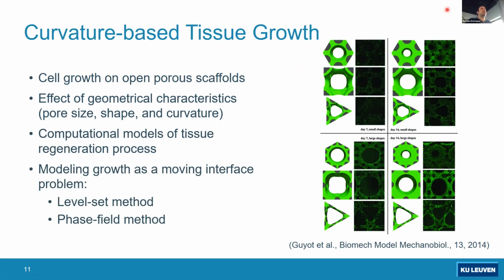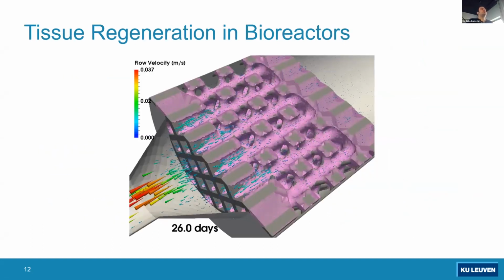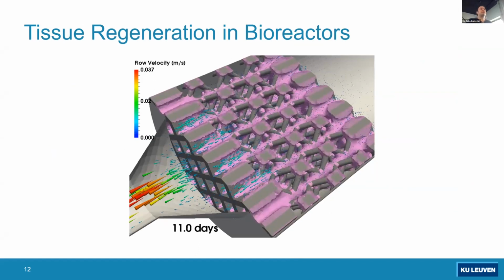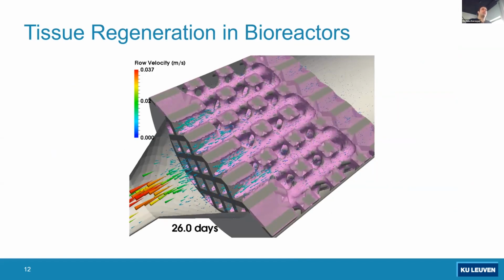Like this one, these rows are the moving interface as the output of the FreeFEM model implemented in level set. And we have similar results for the phase field implementation. It can be used for bioreactors, coupling with fluid flow. And then we have the rate of the tissue growing inside these bioreactors.